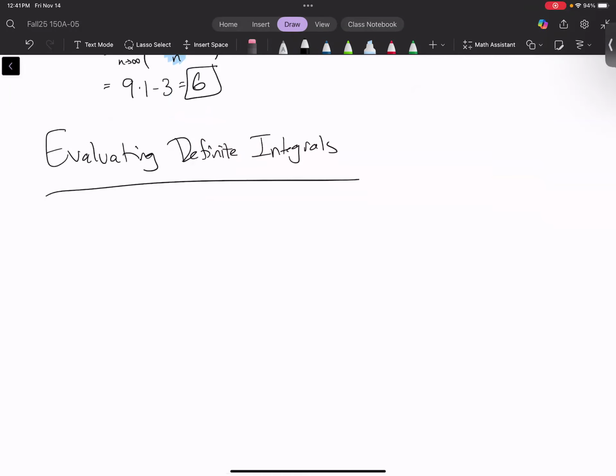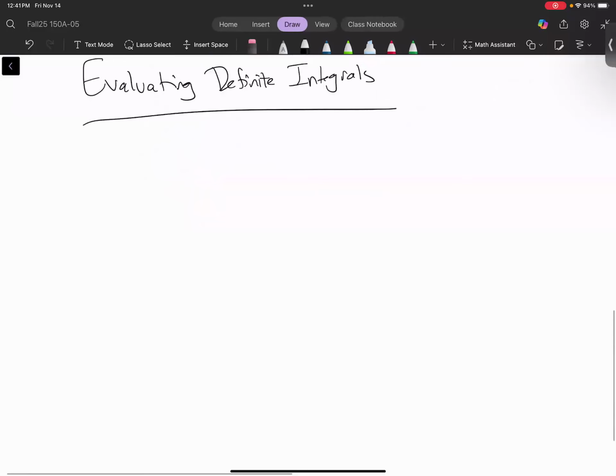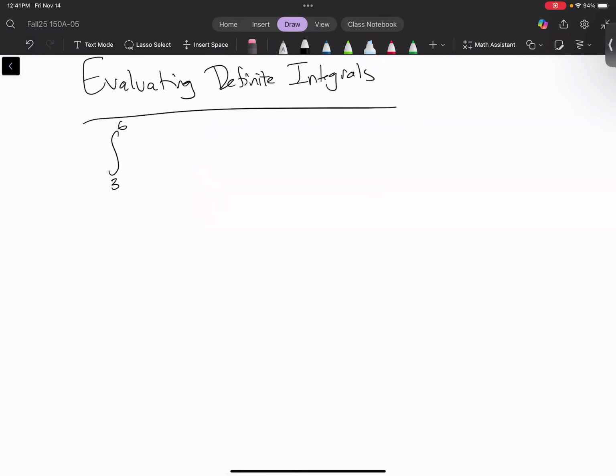Okay, we're going to take a little bit more look at the geometry. So what's going on? Let's look at the integral from 3 to 6 of this crazy function, the square root of 9 minus (x minus 3) squared, dx. So I said we're gonna use geometry.